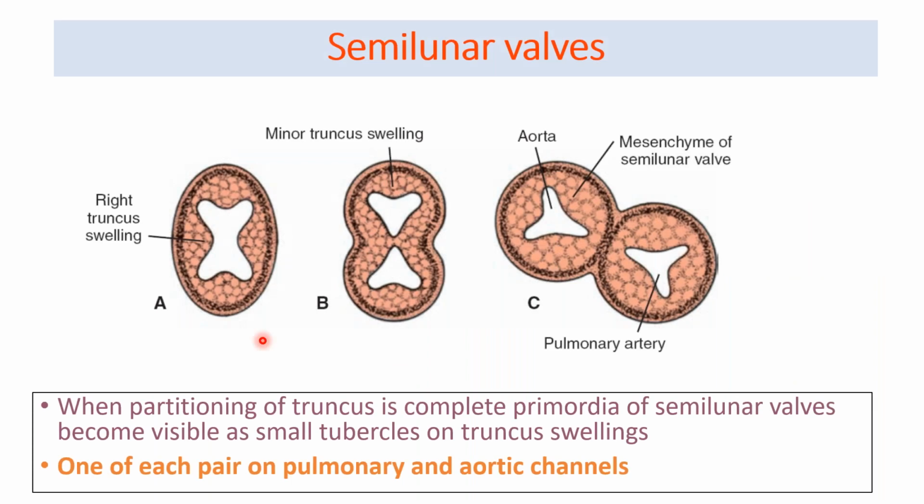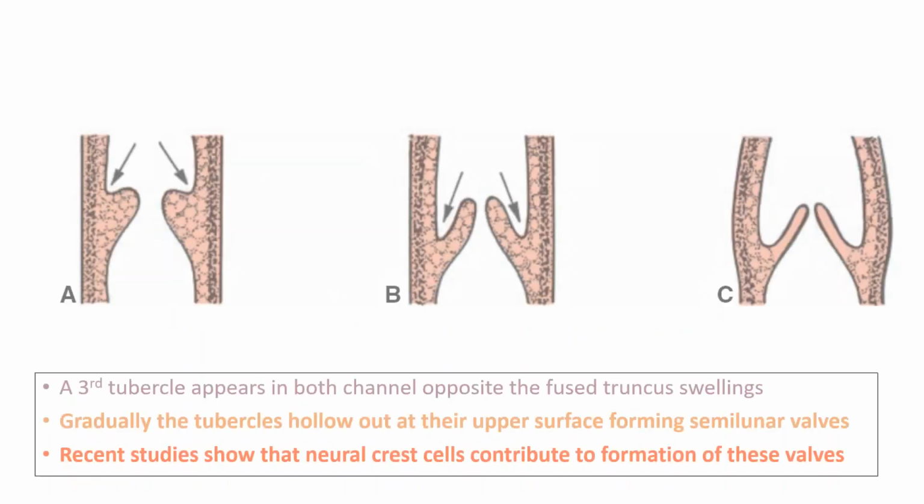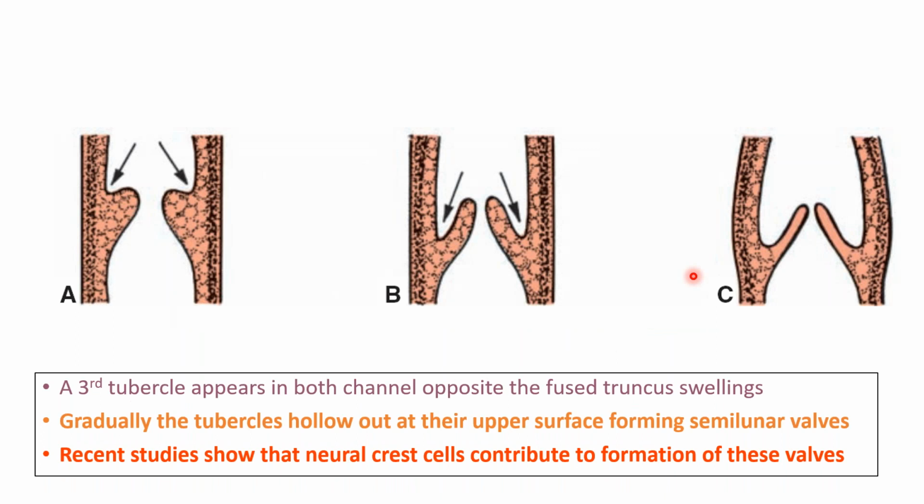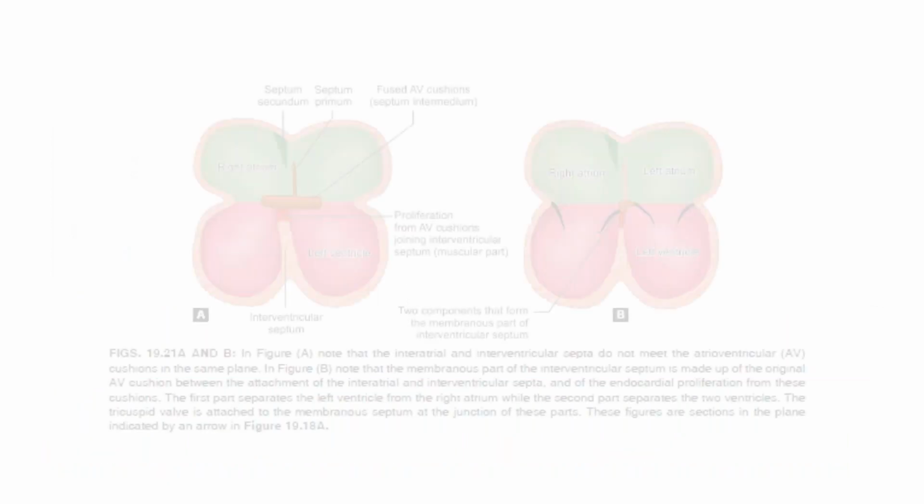Now, a word about the semilunar valve. When partitioning of the truncus is complete, at that particular time, the primordia of the semilunar valve become visible as small tubercles, one of each pair of pulmonary and aortic channels. So there will be separate tubercles appearing for the aortic channel and for the pulmonary artery. Gradually these tubercles will be hollowed out from their upper surface, and this is how the valves will appear. The semilunar valves of the aorta and pulmonary trunk will appear. So this is how the valves in the region of the aorta and pulmonary trunk appear.